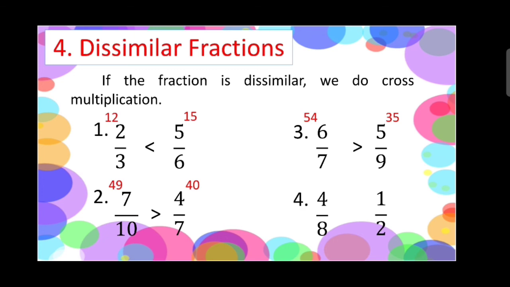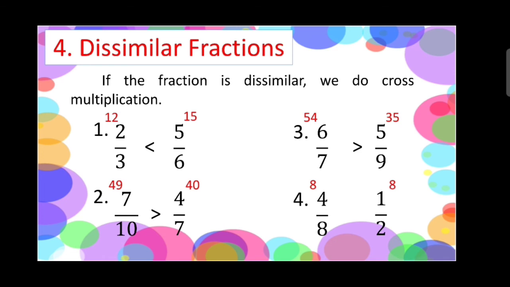And lastly, ayan, 4 over 8, then 1 half. Diba? Dissimilar fraction, magkaiba sila ng numerator and denominator. So, we do cross multiplication. 8 times 1 is equal to 8. Then, 2 times 4 is equal to 8. Oh, same sila ng number, di ba? 8 and the 8. Same sila.